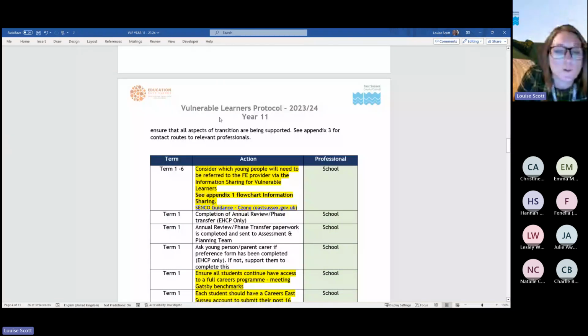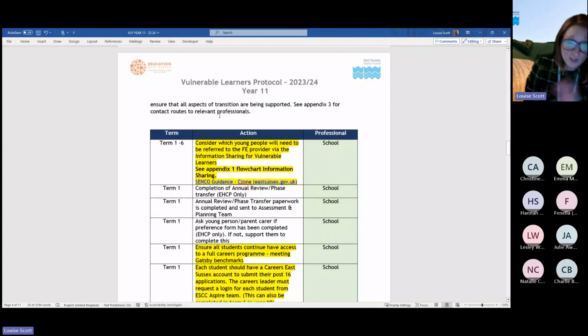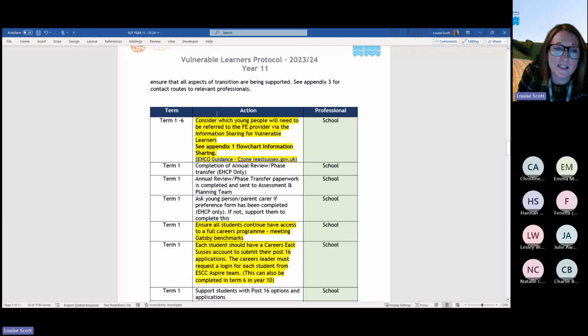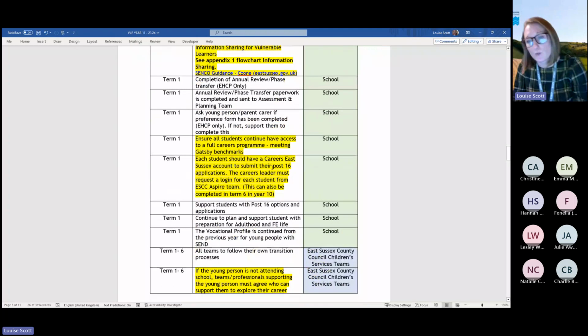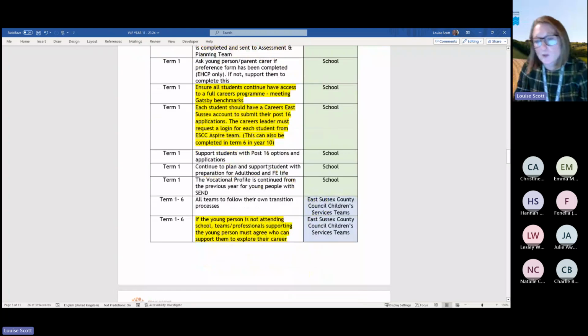So then going through the protocol, and this is the main body of the protocol, and this is the table. So in here, as you can see, on the left-hand side, we've got the terms. In the middle, we've got the actions. And on the right-hand side, we've got the professional. So if I scroll through this just quickly, you can see that we've got schools there, East Sussex County Council Children's Services team. And then as I scroll down further, we've got the FE provider as well.